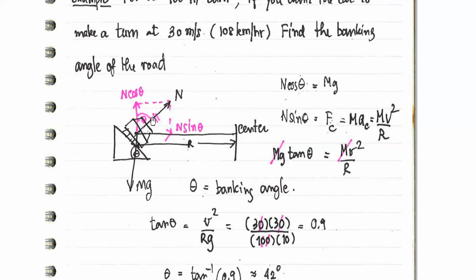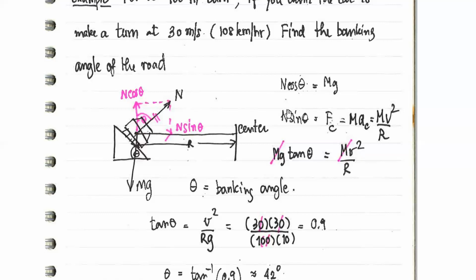What I do is break the normal force into N cosine theta, which equals mg for the car to be stationary on the ramp, and N sine theta, which is the centripetal force. So we have N cosine theta equal to mg, and N sine theta equal to m times the centripetal acceleration, so it's mv squared over r. Now divide the two equations.